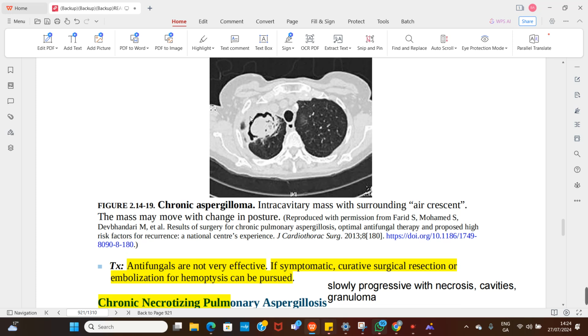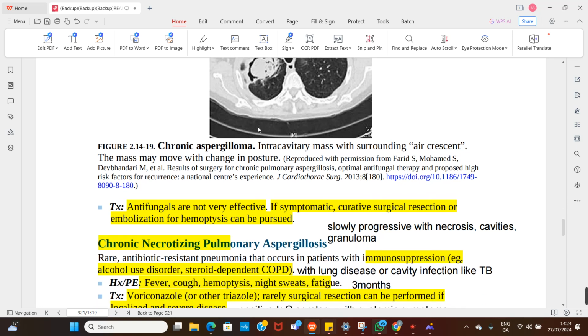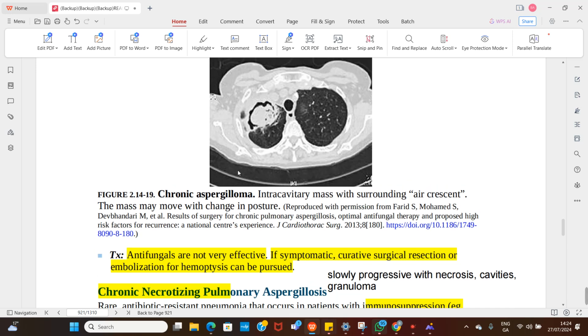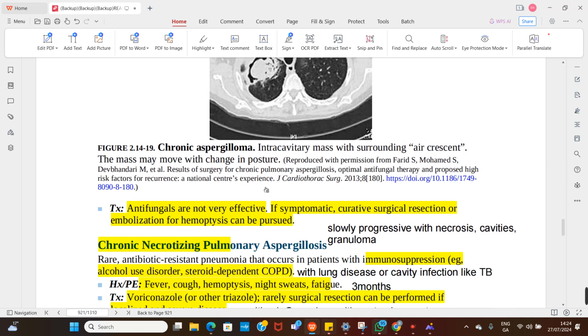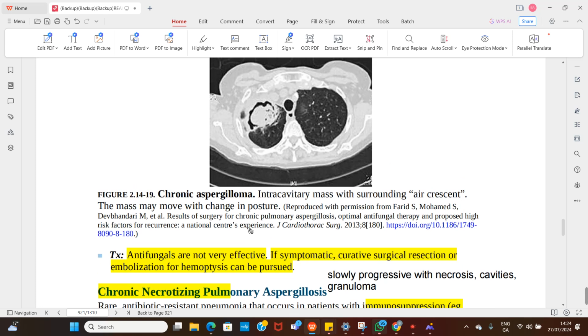If the individual is symptomatic, that is, if the person starts presenting with hemoptysis or serious cough, you now have to do a surgical evacuation of that cavity and the fungal ball. And if the person is bleeding badly, you have to do a bronchial embolization to stop the hemoptysis. Another thing I must mention about aspergilloma is that the question can tell you that when they did the CT or X-ray and told the person to change position, the mass also moved. Very, very high yield. So you are going to see a mass that moves with change in position.